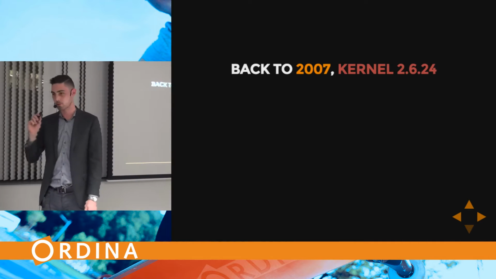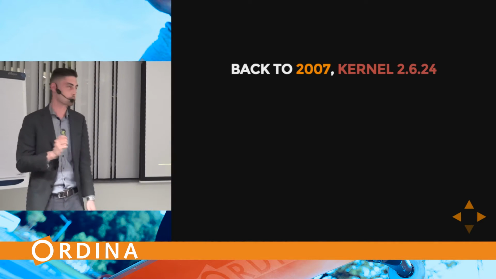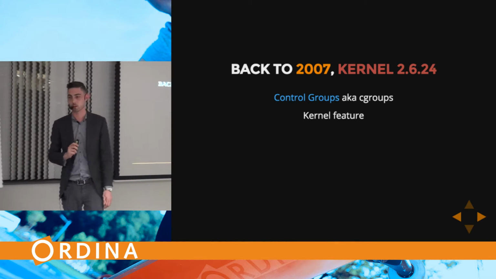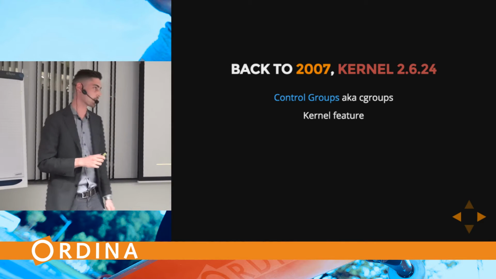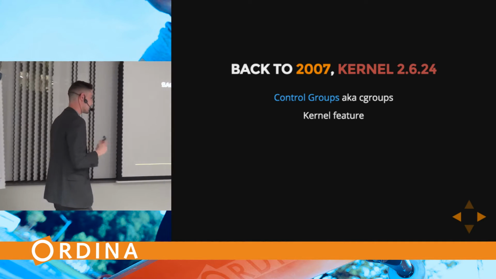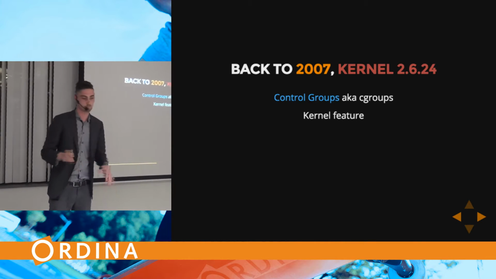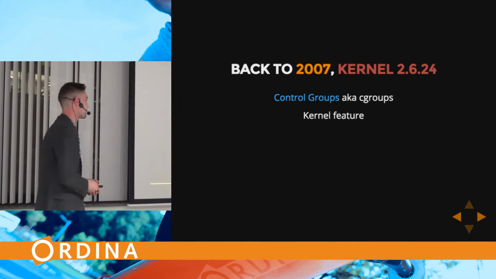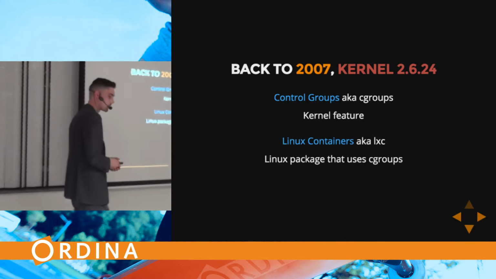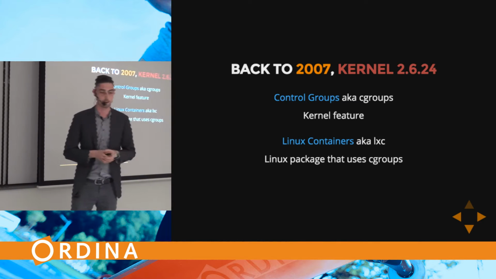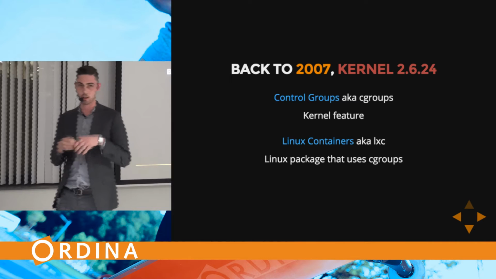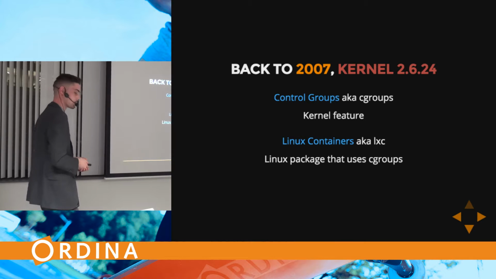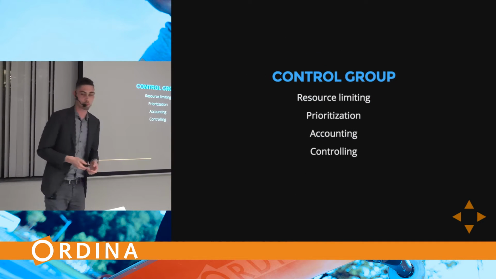So if we go back to 2007, kernel 2.6, they introduced a few new features. The first one is called control groups, also known as cgroups. These allow you to group certain processes and do all kinds of stuff with them. The second thing they added were Linux containers, so you can see where this is going already. A Linux container is just a normal package that you can install on Unix, and it uses these cgroups. So, these control groups, what can you do with them?